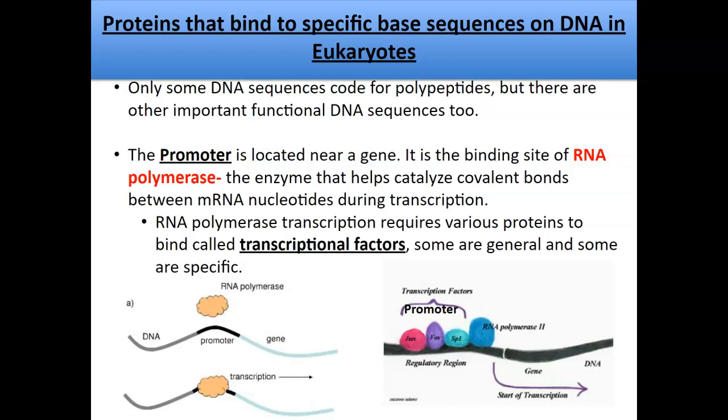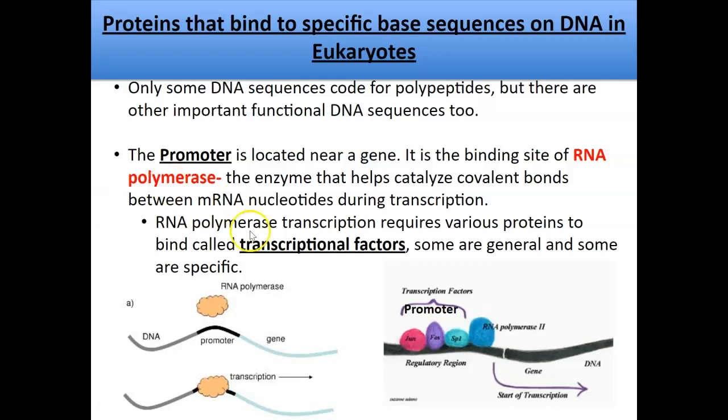These other proteins are called transcription factors, and these transcription factors may be general, meaning they're not specific to the gene. They can be used by lots of different genes, or they can be much more specific to just a specific gene. And typically, an overall transcription complex may require both kinds. They may require general transcription factors and specific transcription factors.